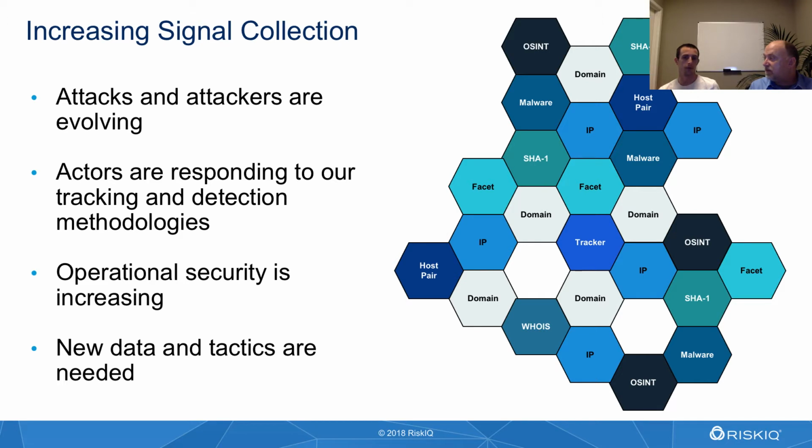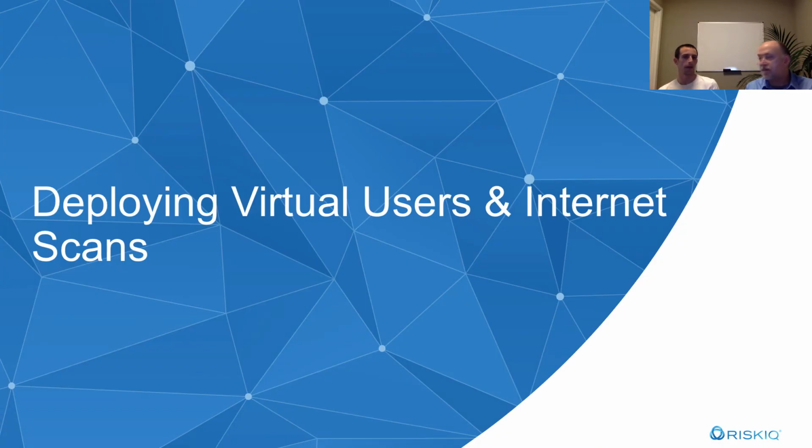Absolutely. So what we've noticed is that attackers, especially the more sophisticated ones, are finding ways around specific data sets. Now, they're not always getting past all of the data sets. Maybe it's just one or two. But we are noticing that they're taking note of how we detect them. And so as a result, we've had to increase the number of signals that we're collecting. And that's where our virtual user technology and internet scanning really comes into play in introducing new data sets.